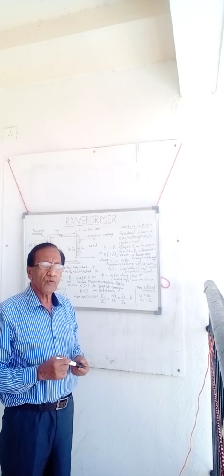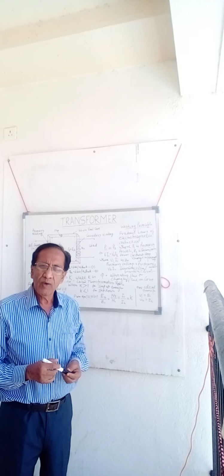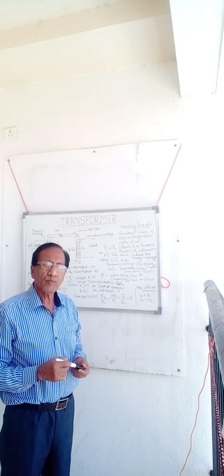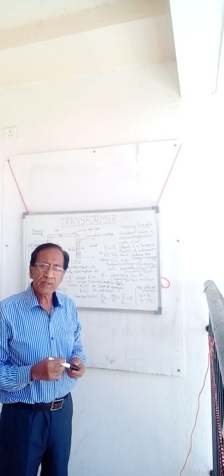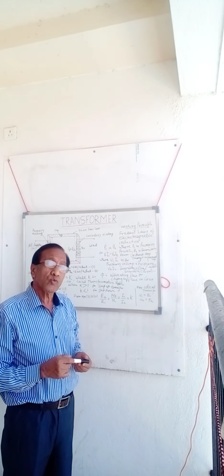In a mobile charger, we are using a transformer which reduces 220 volt AC to 5 to 9 volt AC, which is further converted into 5 volt DC. And in the powerhouse, when 11 kV voltage is generated, it is transmitted over long distance with the help of an 11 by 132 kV transformer.